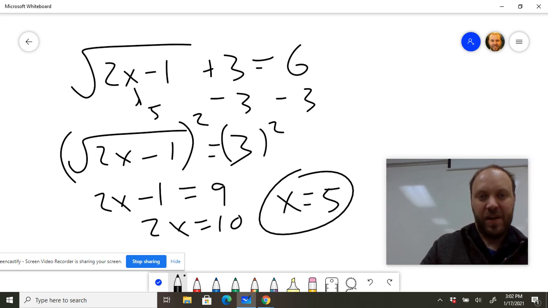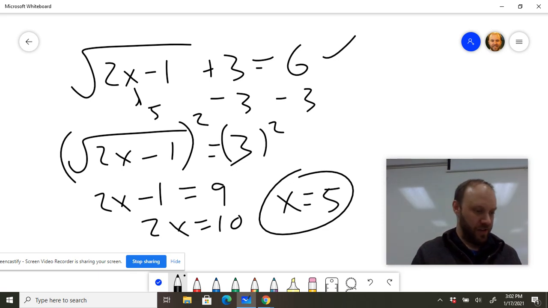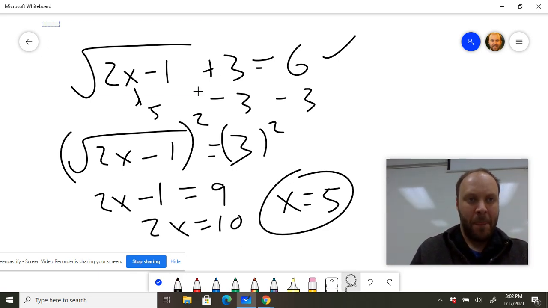2 times 5 is 10, minus 1 is 9. Square root of 9 is 3, plus 3 is 6. And we can see, yes, that really does work. All right, so hopefully not too bad on that one.